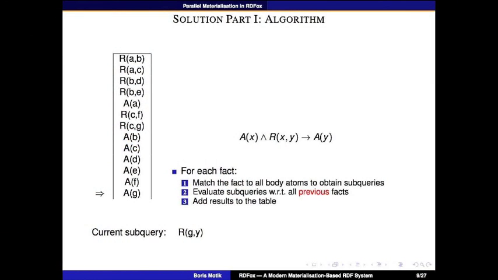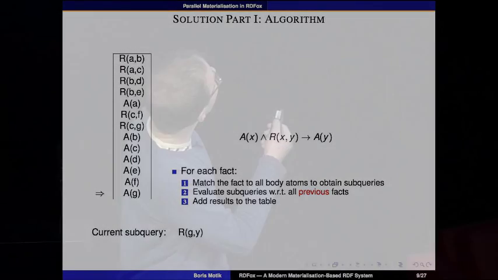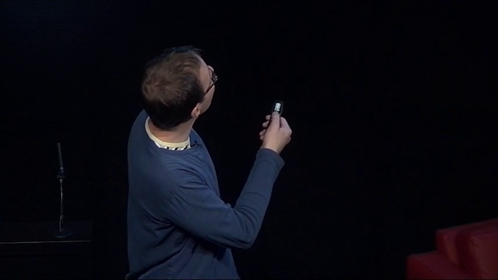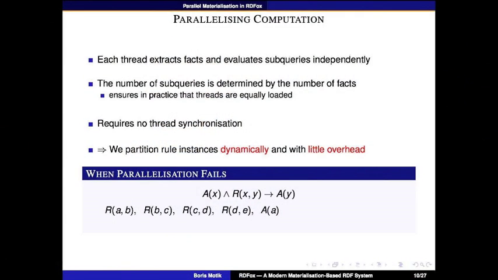So, OK, how do we parallelize this computation? Well, the whole point is that I can extract these facts independently. So I can let one thread extract this fact, one thread extract this fact. They can consider these subqueries independently because this part above the current fact doesn't change. The new facts always come at the end. And you've decomposed this huge problem into a large number of fairly small subproblems, basically, evaluate this subquery, which you can very efficiently distribute to different cores. So there is no need for thread synchronization, only when they reach the end of this table.